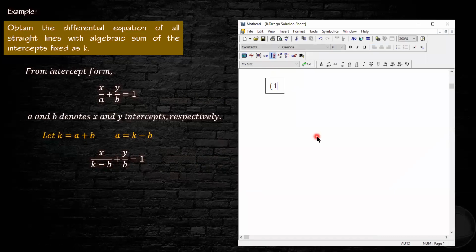1 over (k − b) times x plus 1 over b times y equals 1. Pwede ganyan, no? Pwede nating ma-rewrite yan. So therefore, if you are to differentiate all of that, it will remain lang ni siya, and ito magiging 1. The derivative of x is 1, and it will remain kasi constant, and derivative of y is dy over dx. So derivative of constant is 0. So ito.